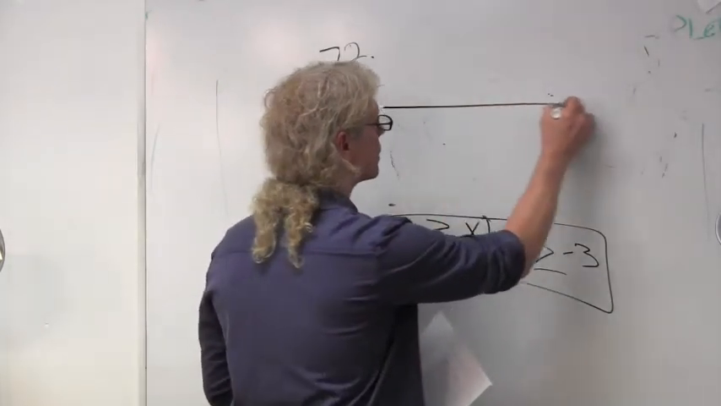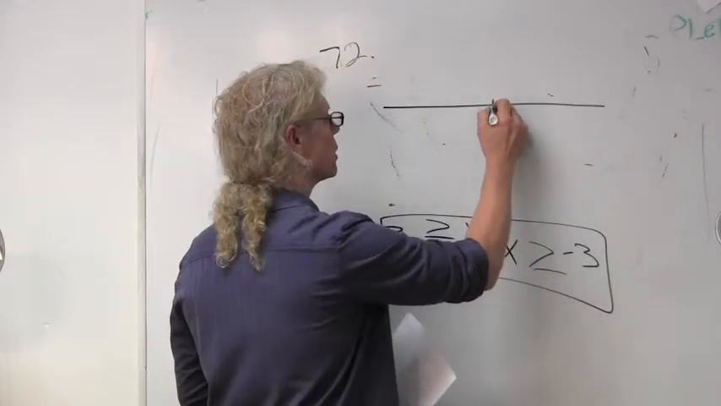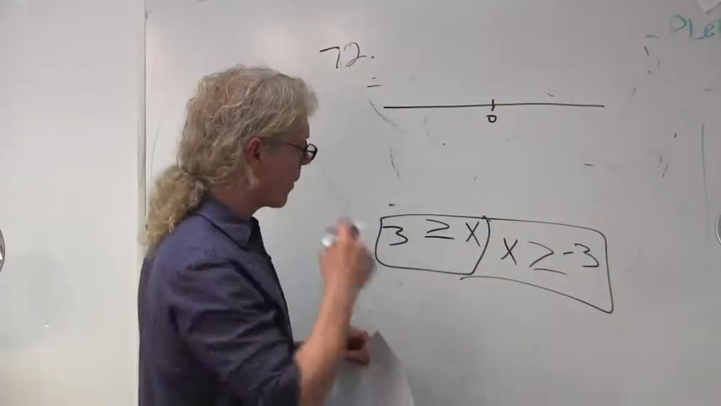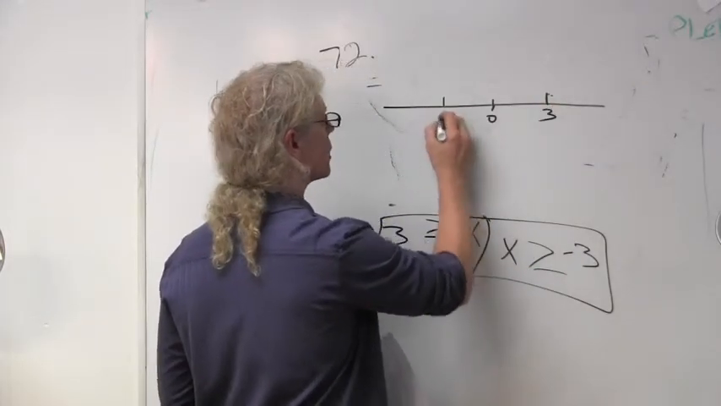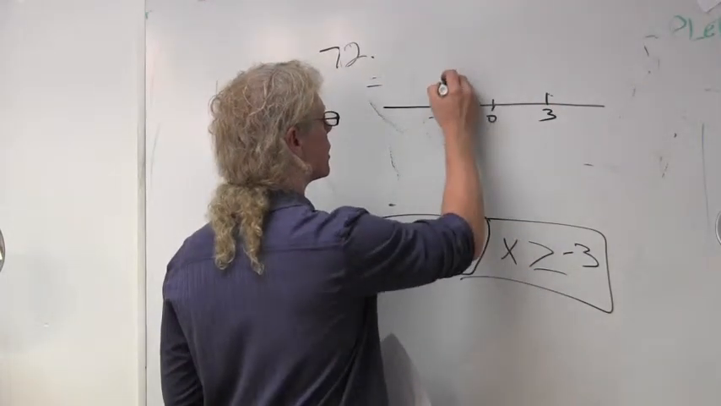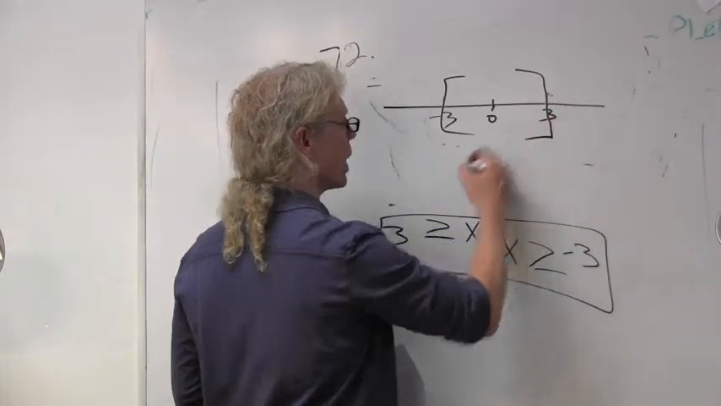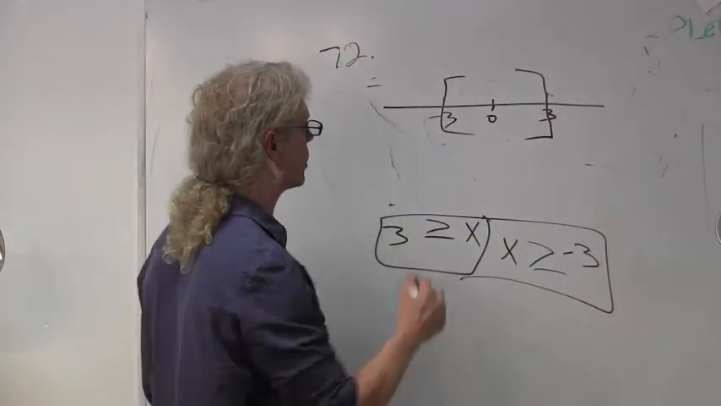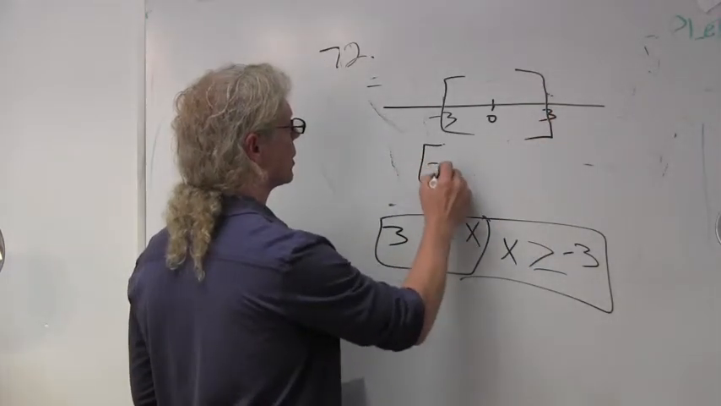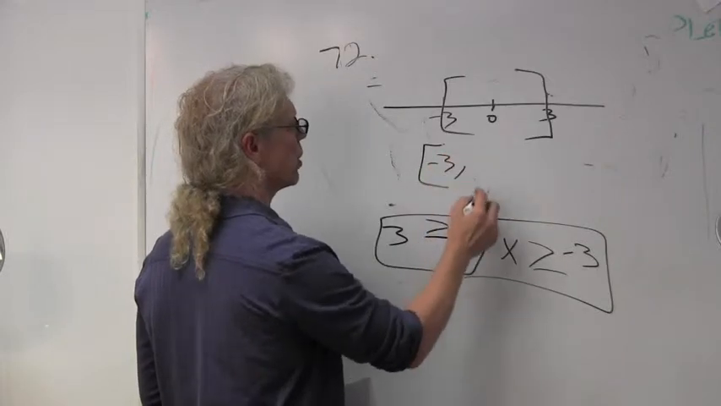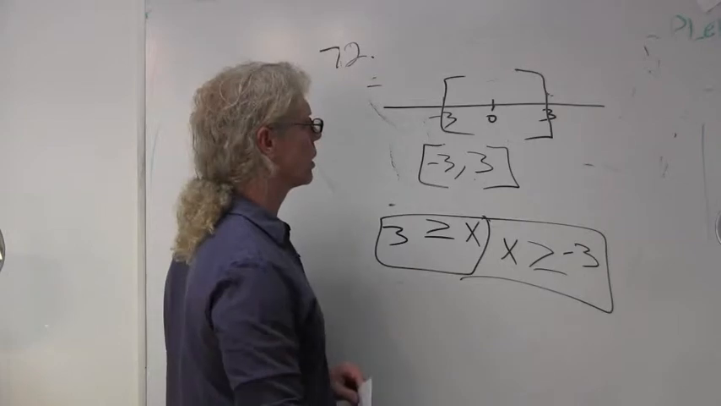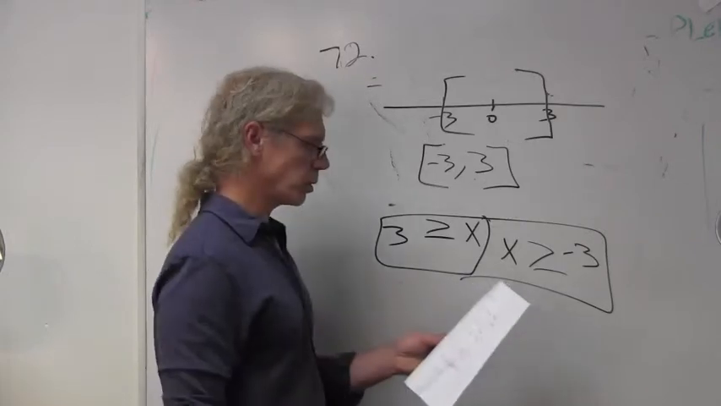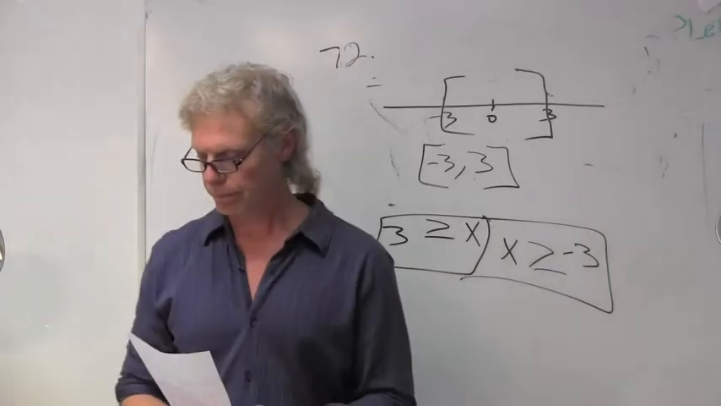Our number line. We are looking for 3 and -3. There's my 3, there's my -3, there's my bracket, there's my bracket. Less than or equal to, we'll write that as bracket -3, comma, 3, bracket. Done. Number 72 is all set.